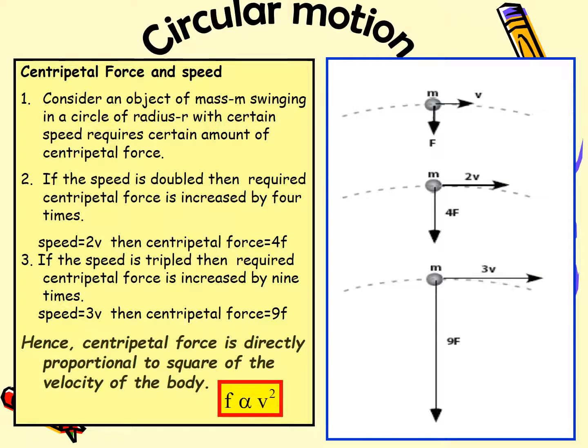Centripetal force and the speed. Consider an object of mass m swinging in a circle of radius r with a certain speed, requiring a certain amount of centripetal force. If the speed is doubled, then the required centripetal force is increased by 4 times. If the speed is tripled, then centripetal force is increased by 9 times. Hence, centripetal force is directly proportional to the square of the velocity of the body.